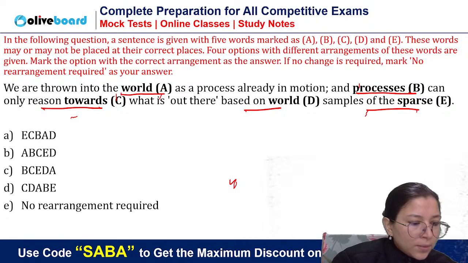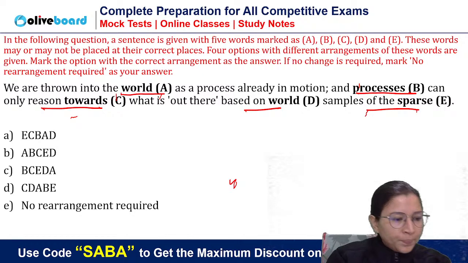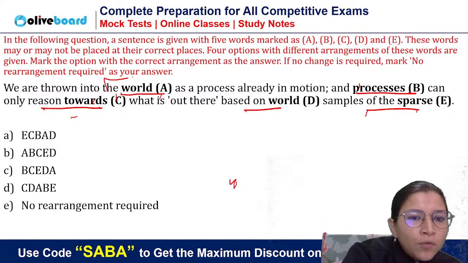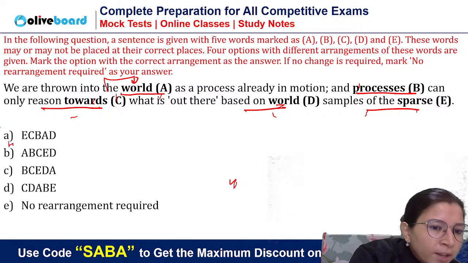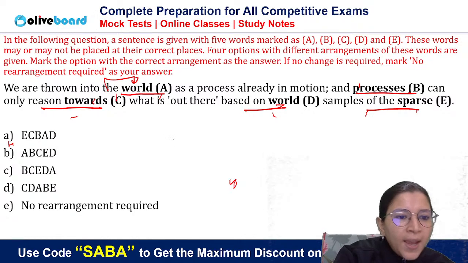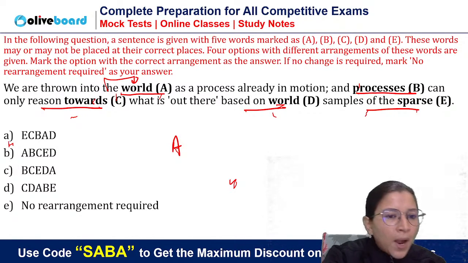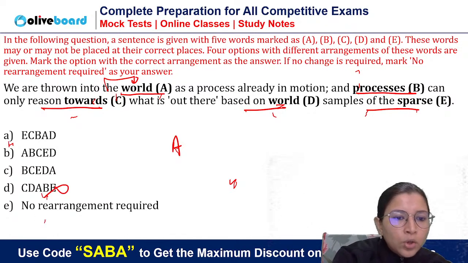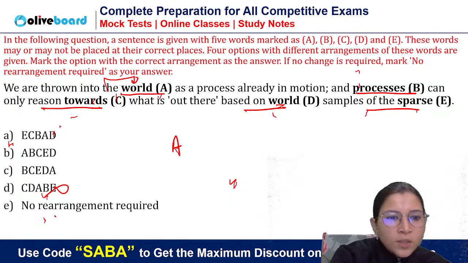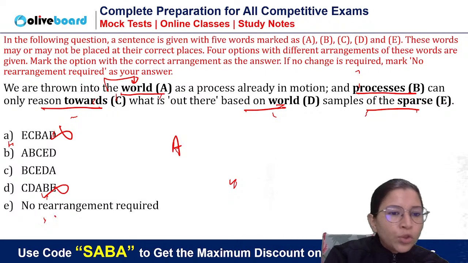We are thrown into the world. This is correct. World is given here also, but there is no option that is starting with D. So simply A is correct at its own place. You can't say we are thrown into the sparse, it will not make sense. We are thrown into the processes, we are thrown into the towards, this will not at all go. We are thrown into the world as a process already in motion.